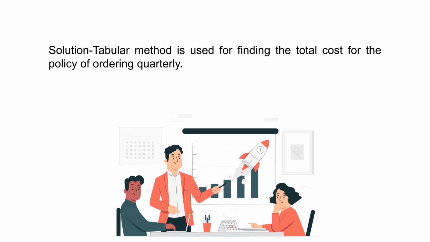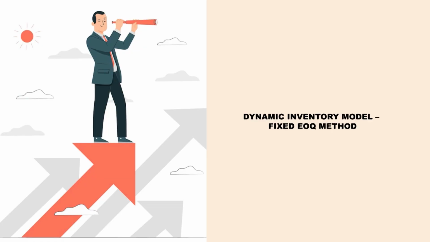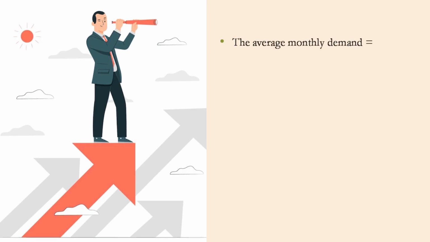The solution is the tabular method, used for finding the total cost of the policy of ordering quarterly. By this you can also choose the formula for the annual order cost, annual carrying cost, annual purchase cost, and annual total cost. The next point is that with dynamic inventory modeling we take the average monthly demand: total 1200 divided by 12 months is 100 units per month.